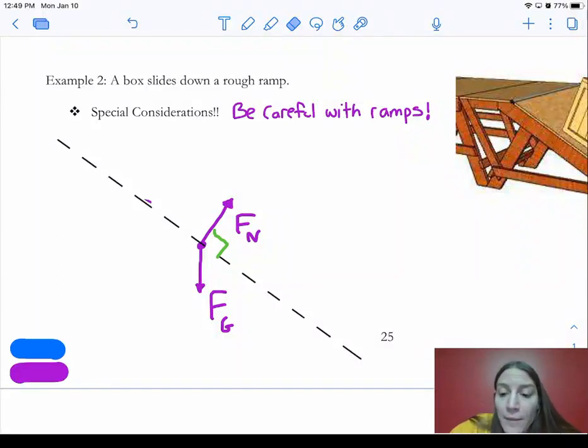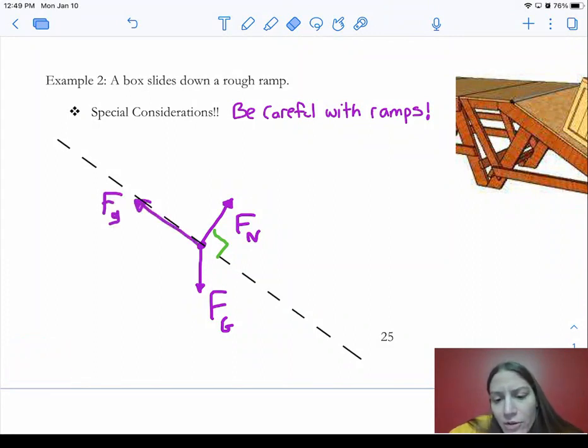Okay. And then as it goes down the ramp, friction is opposing that motion. So friction is going to be going up the ramp. So apparently I labeled it first and then I drew the arrow. So there's the arrow of friction going up the ramp.